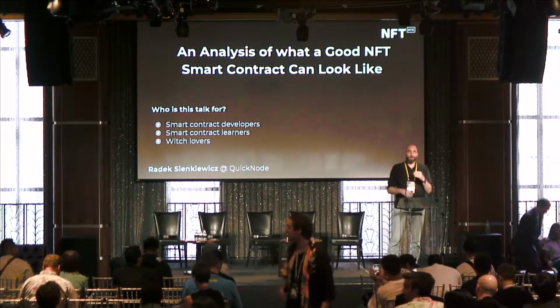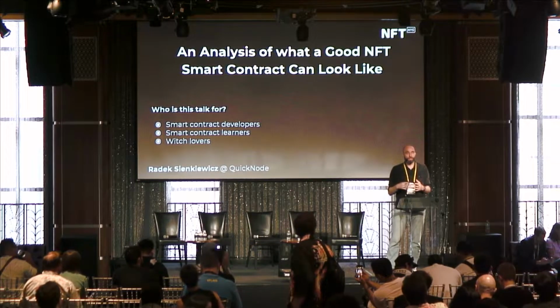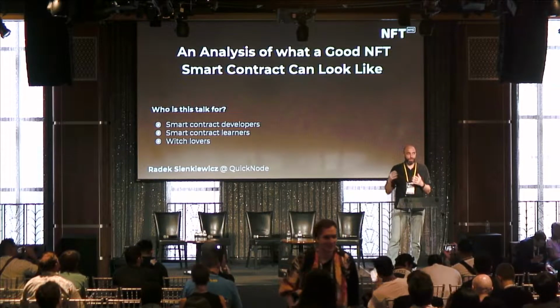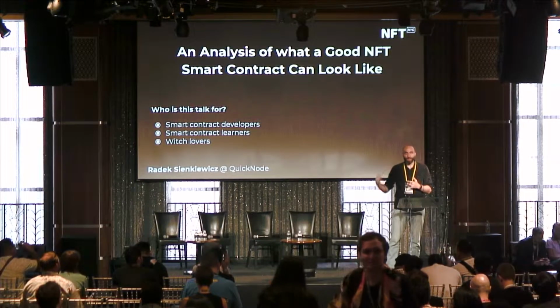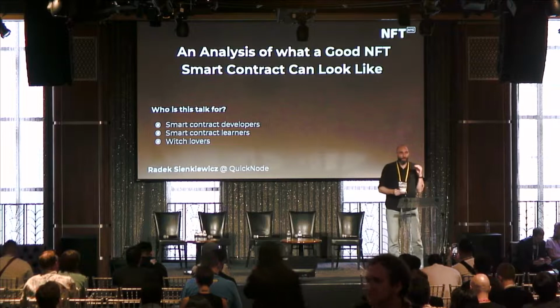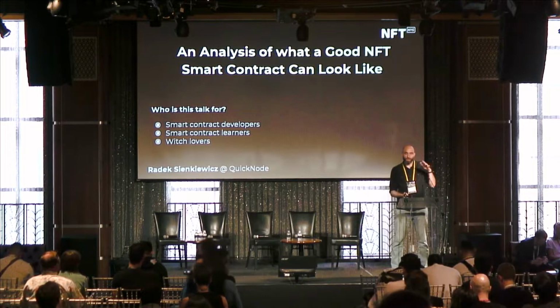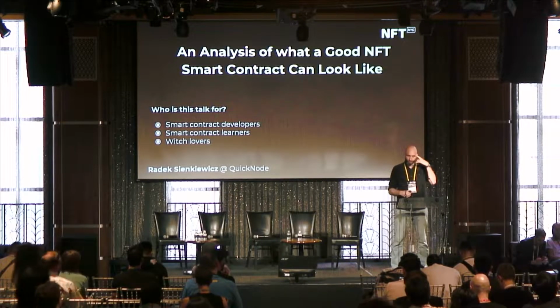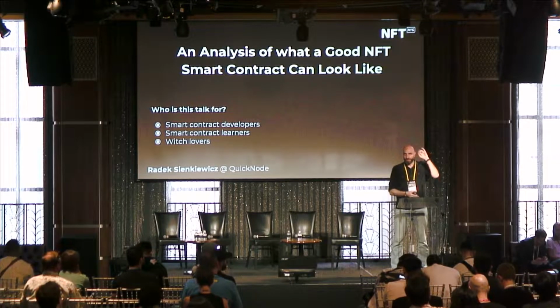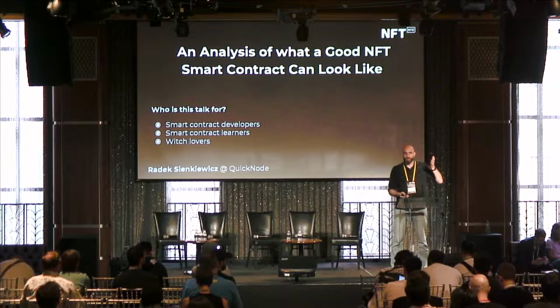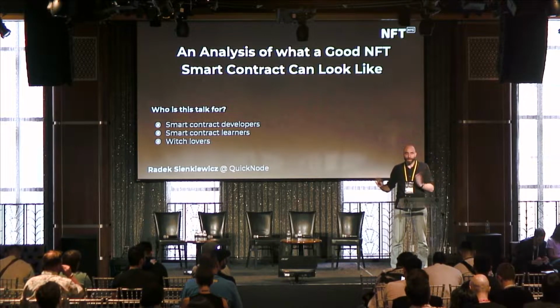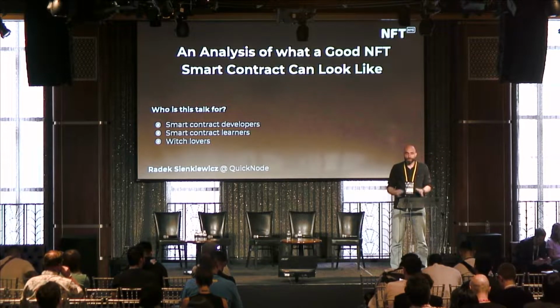And my talk is about what a good smart contract can look like, actually an NFT smart contract. Because a very simple NFT contract is what we also saw in what Patrick Collins showed today. It's maybe 30 lines of code. It's a very basic NFT smart contract, and you can live with that. You don't need anything else.